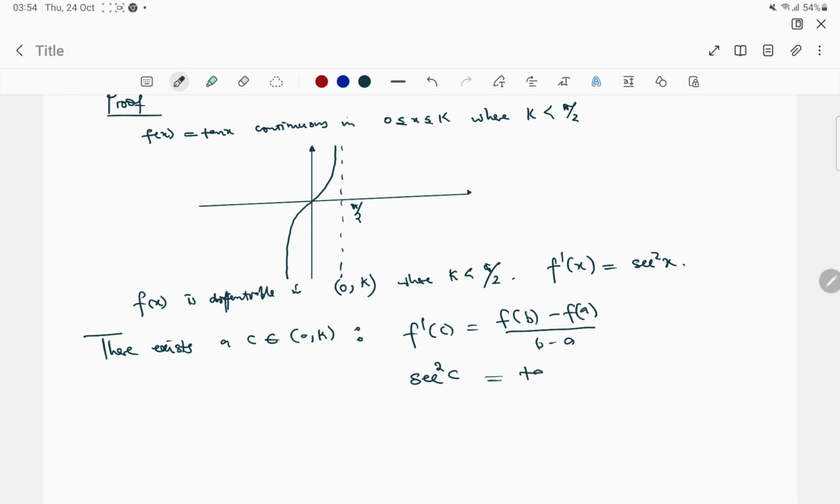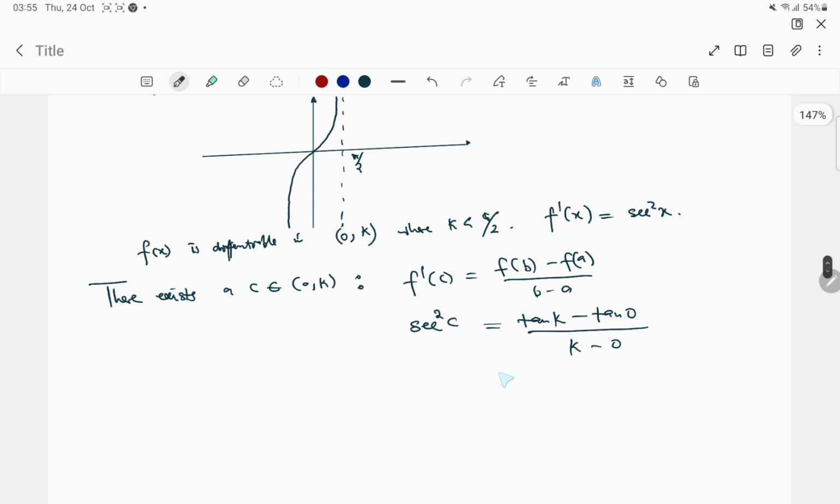So you're saying sec squared c is equal to, our f(x) is tan x, so tan of b. In this case, if you check this in the formula, our b is k and our a is 0. So tan k minus tan 0, over k minus 0. What does that mean? It means tan k is just tan k. So it just means sec squared c is equal to tan k over k.